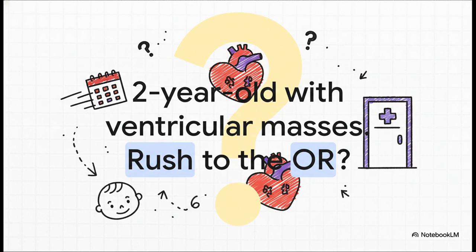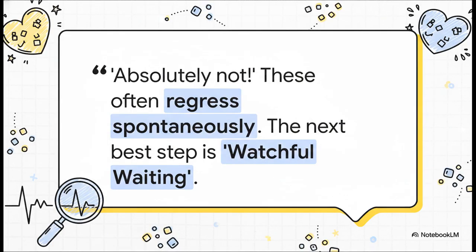Okay, let's flip the script completely. Let's change the age. Now you have a 2-year-old and you see multiple small masses in the ventricles. What's the instinct? Do we rush to the OR? Absolutely not. That is the Rhabdomyoma branch. These tumors are usually hamartomas, benign, disorganized growths of native cells, and they're strongly associated with tuberous sclerosis. Because they have a high rate of spontaneous regression, unless there is a lethal arrhythmia or severe obstruction, the next best step is watchful waiting with serial echocardiograms.